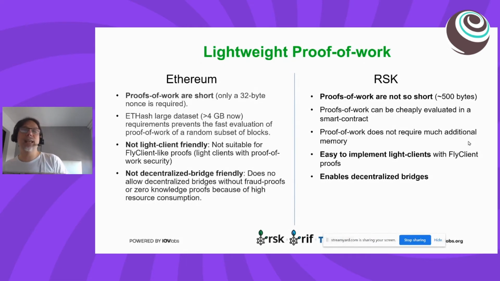In the case of RSK, the proofs are a little longer, about 500 bytes, because you have this Merkle proof that proves the inclusion of the Bitcoin coinbase transaction in the Bitcoin header. But it's not much, because it's about the same number of bytes it takes to store the header itself. But it allows you to create light clients that follow hash rate, and also it allows you to create decentralized bridges. So that's one of the properties of RSK proof of work.